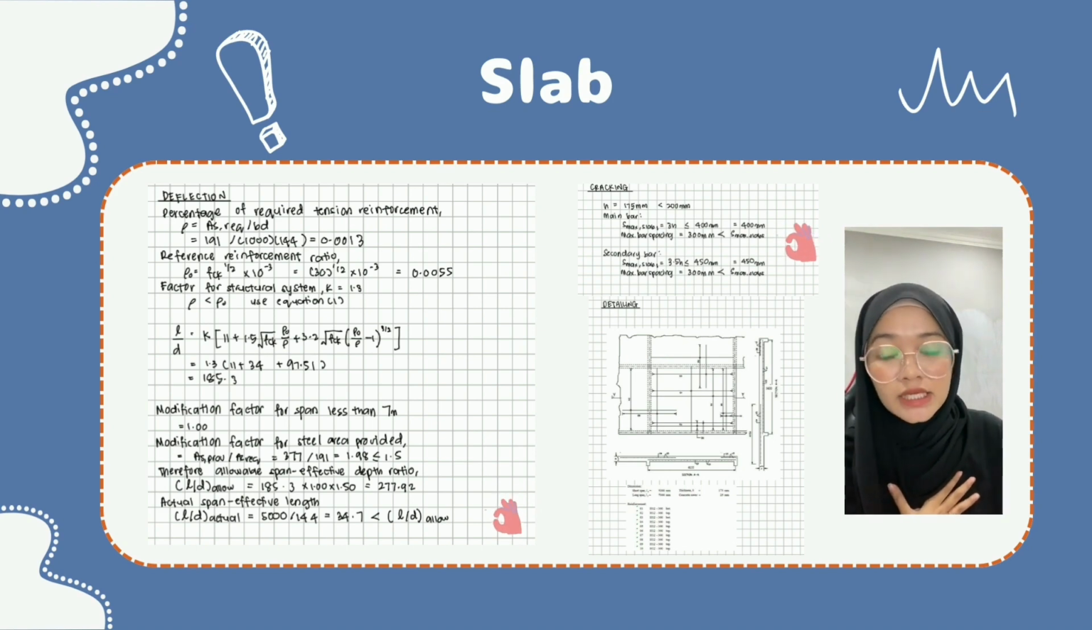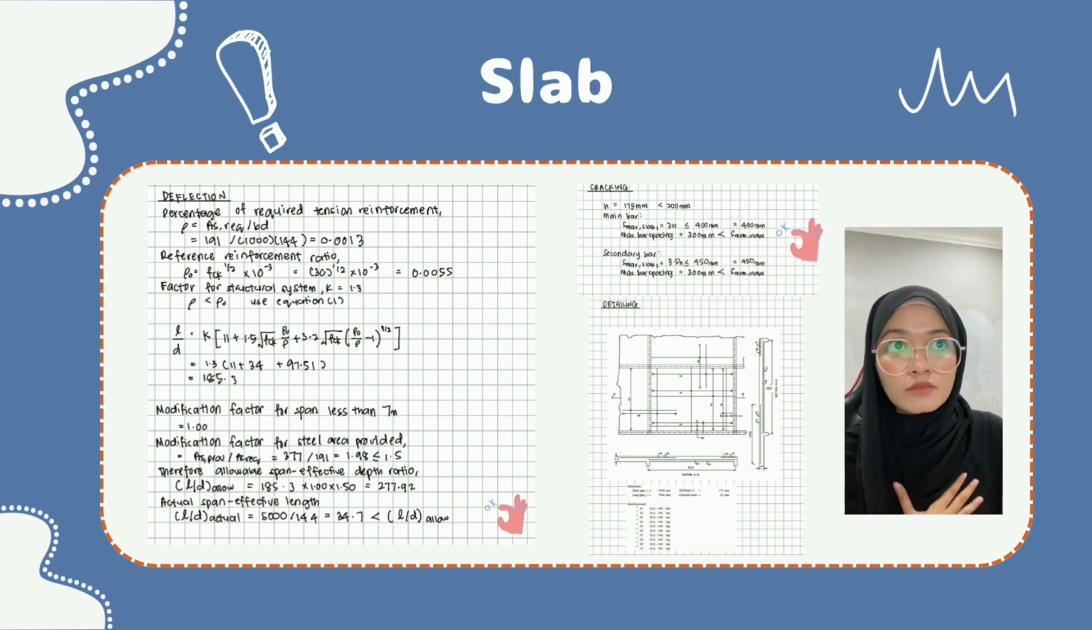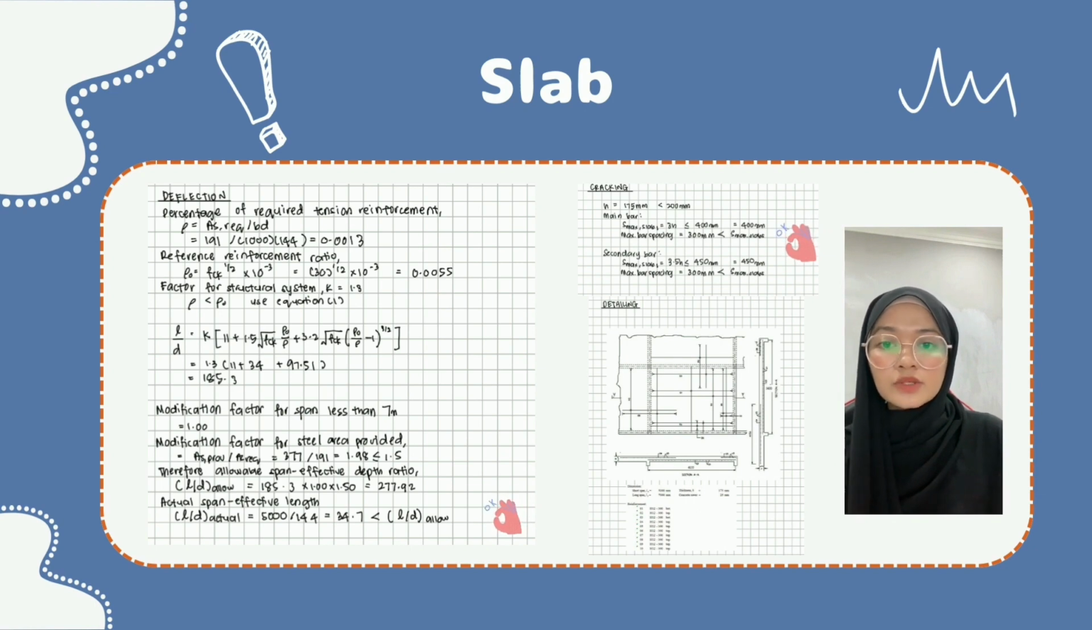Then I check the cracking. For the cracking, my thickness is 175 mm, below 200 mm, so it is okay. Then for the main bar, the max bar spacing 300 mm is less than S max slab, so okay. And then for the secondary bar, S max slab is more than max bar spacing, it's okay also. So the last slide, this is my detailing, as you can see.